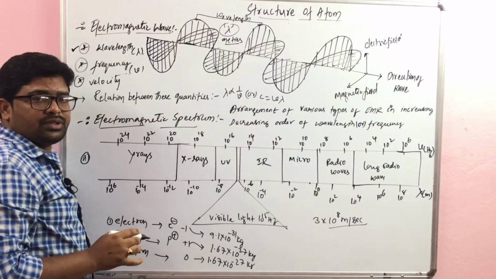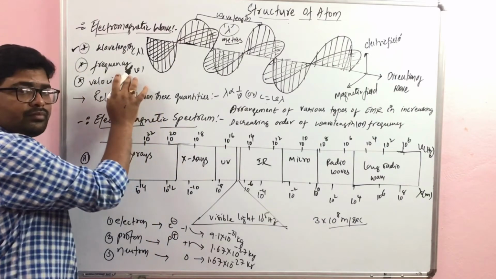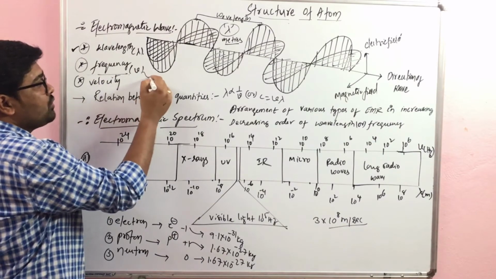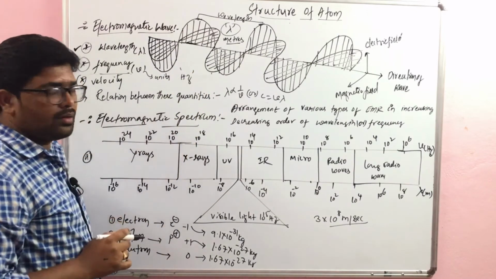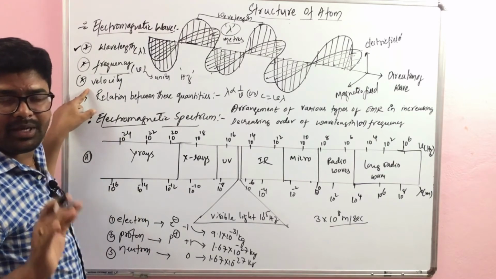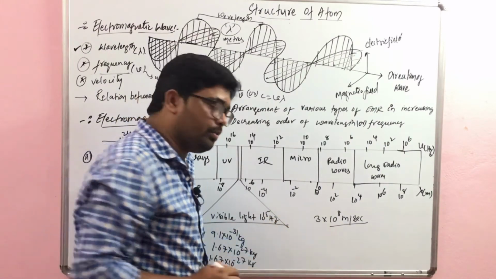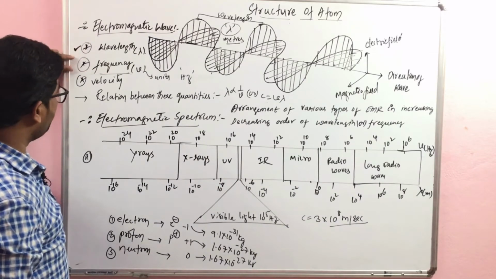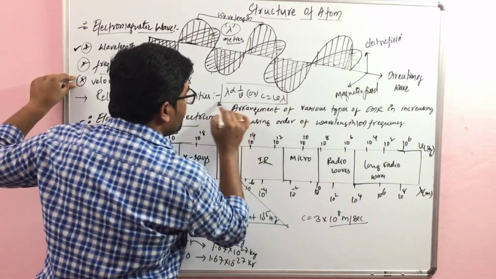The next characteristic property is frequency. What is frequency? The number of oscillations made per second we call frequency. The unit of frequency is hertz. Then velocity: as I said, electromagnetic waves do not require any medium. They can move in a vacuum with a speed of 3 into 10 to the power of 8 meters per second. These three quantities, wavelength, frequency and velocity, are related as c = nu lambda.